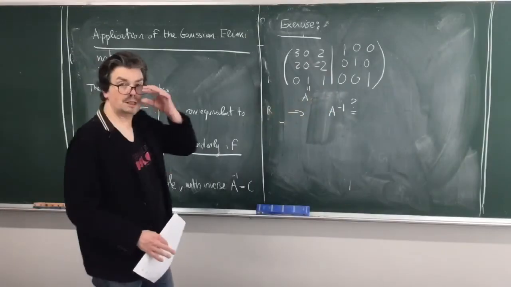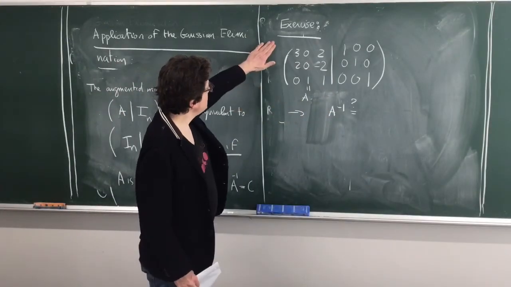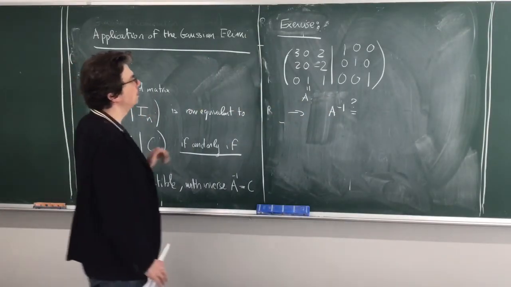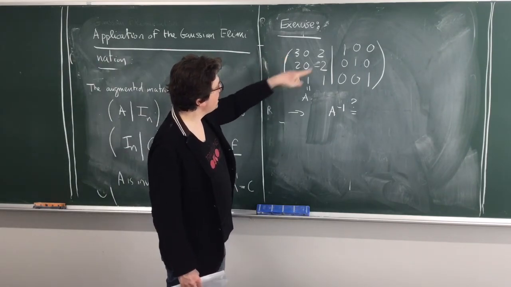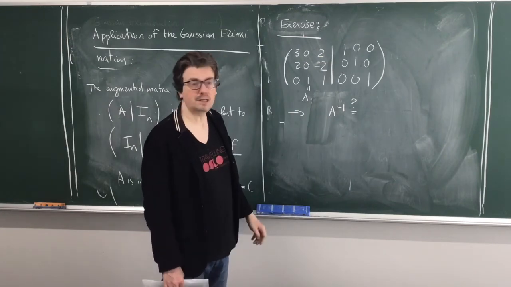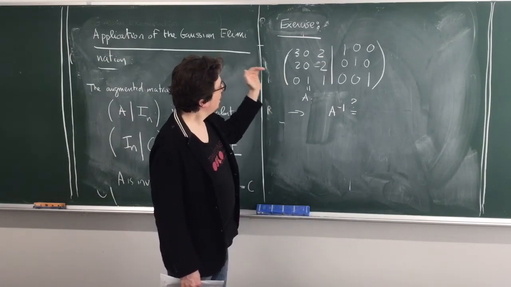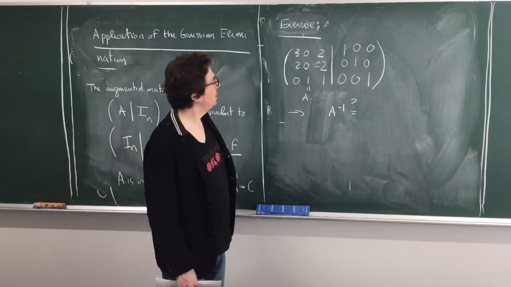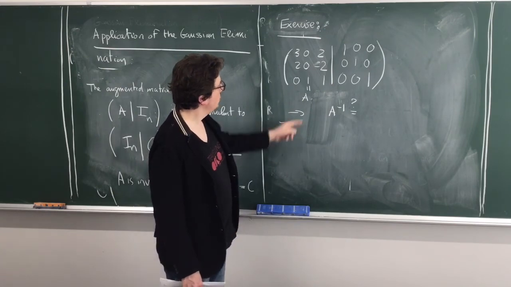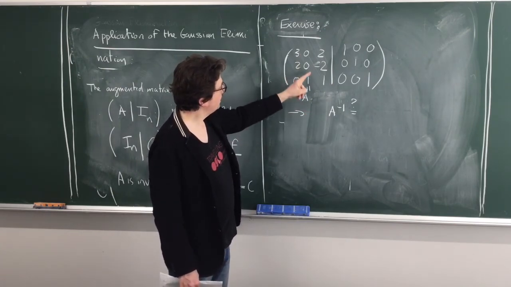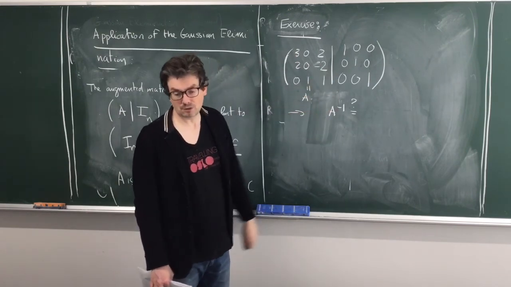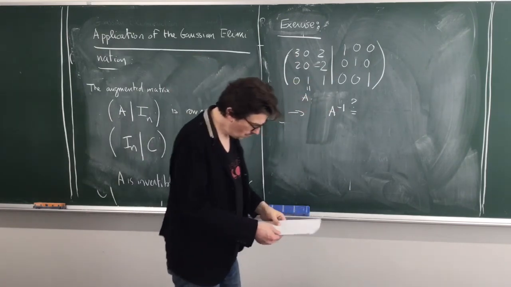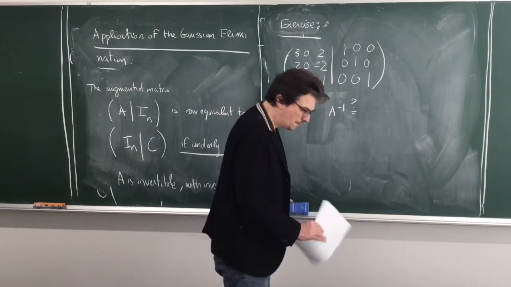Okay, so you will do the following exercise concerning this method. Start from this setting. This is A, and here we have the identity matrix. And apply your elementary row operations to get at the end here the identity matrix and here the matrix that will be in fact the inverse. So I'll let you find the solution for this one.